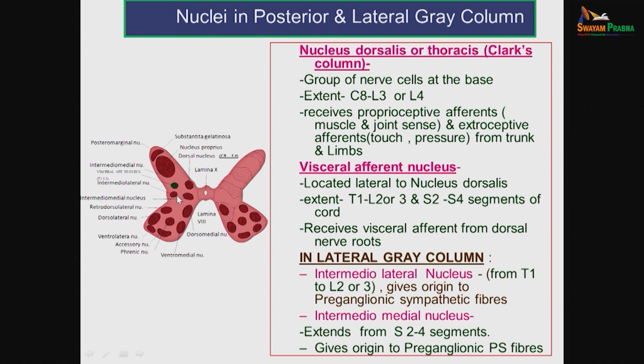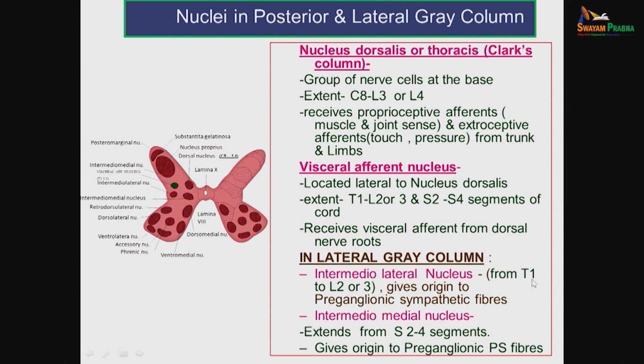In the intermediate area, you have a lateral nucleus, intermediolateral and intermediomedial nucleus. Intermediolateral nucleus, that is only prolonged as the lateral grey horn. So, this nucleus is present, I told you, extending from lateral grey horn, from T1 to L2 or L3 segments of the spinal cord. So, this forms part of the thoracolumbar outflow, that is your preganglionic sympathetic fibers. So, the axons arising from this are going to pass through the ventral root. This forms the preganglionic sympathetic fibers. As you all know, sympathetic outflow is thoracolumbar outflow.